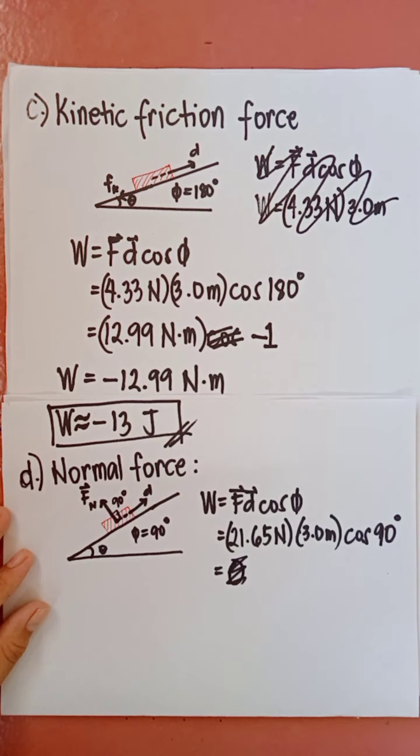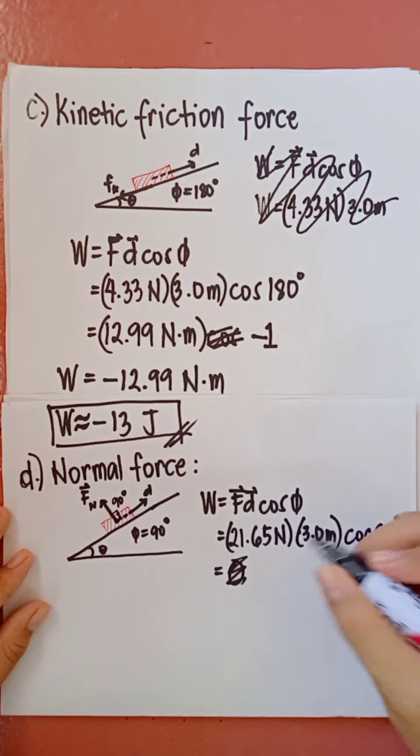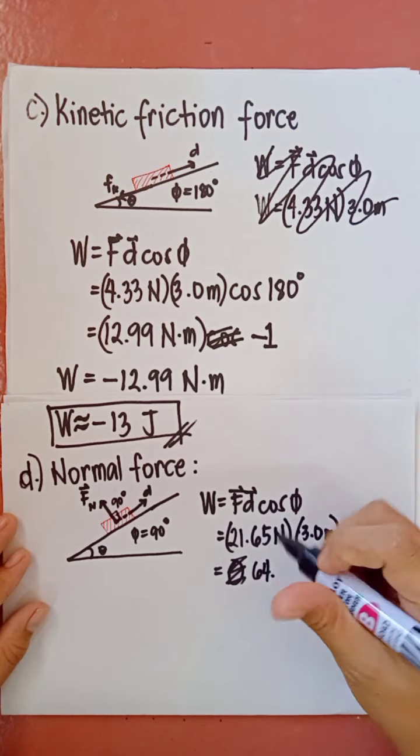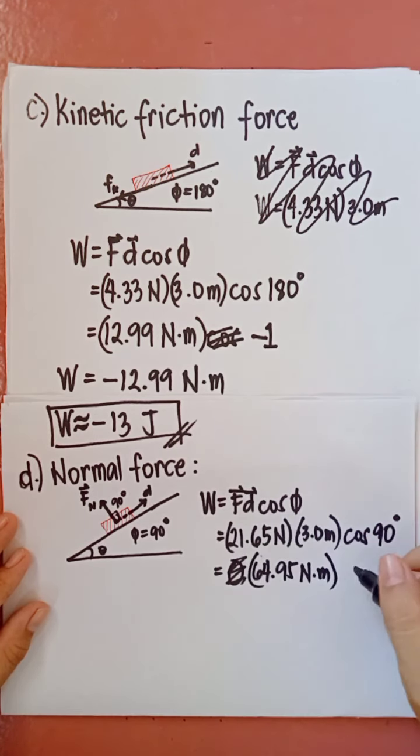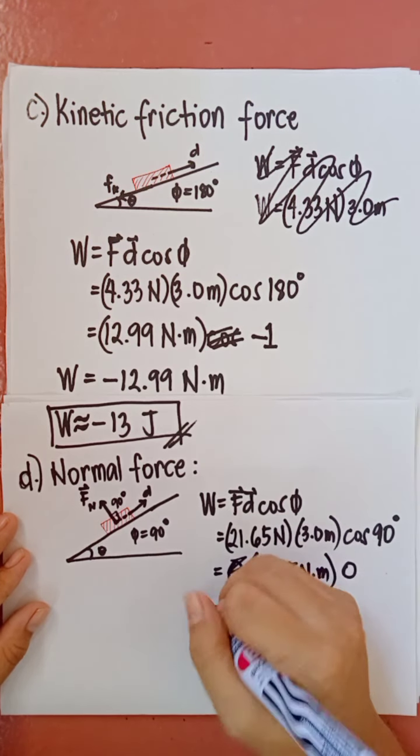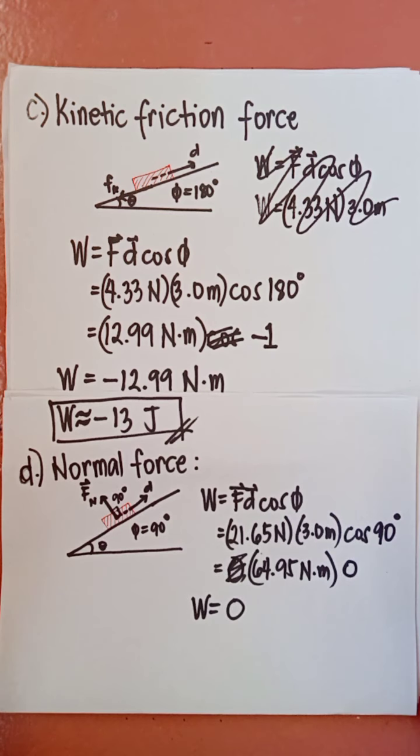21.65 times 3 is 64.95 newton meters times cosine 90, which is equal to 0. Work done on the block by the normal force is equal to 0. That is all for sample problem 5.1. Let's now proceed to another problem.